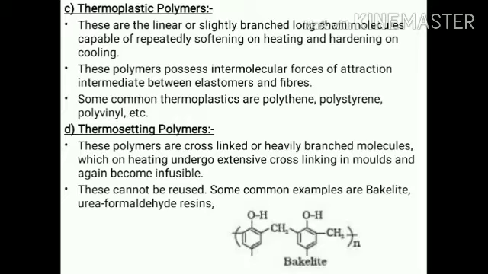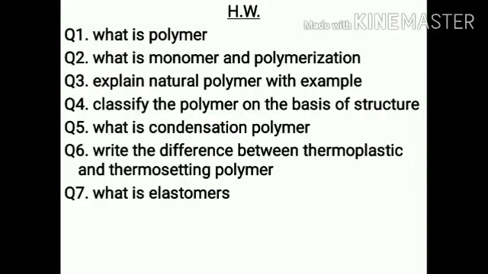Now thermosetting polymers. These polymers are cross-linked or network polymers. They are heavily branched molecules, and on heating they become very hard and cannot be molded into another shape. So these cannot be reused. Some common examples are bakelite and urea formaldehyde resin. Bakelite is formed by the combination of phenol and formaldehyde, HCHO. That is called thermosetting polymers.